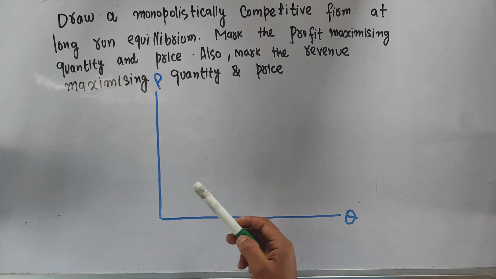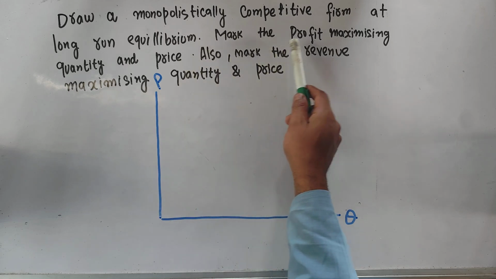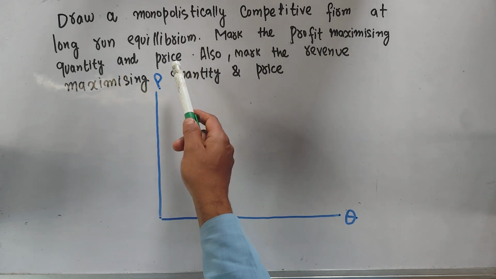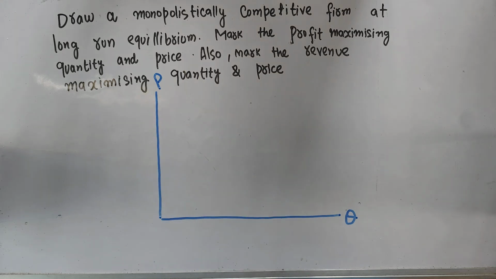Now let us draw the graph of the monopolistically competitive firm at long-run equilibrium. Mark the profit maximizing quantity and price. Also mark the revenue maximizing quantity and price. Okay, so how do we draw the graph?